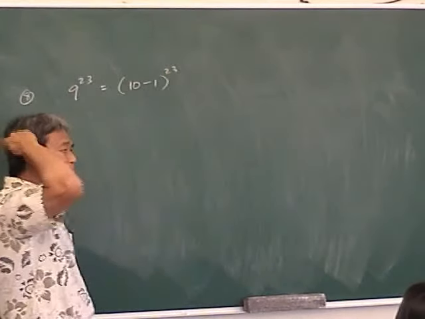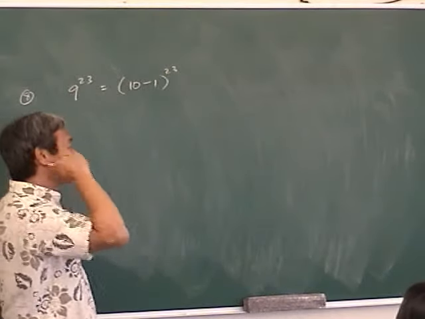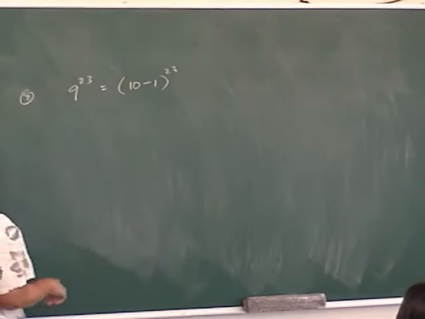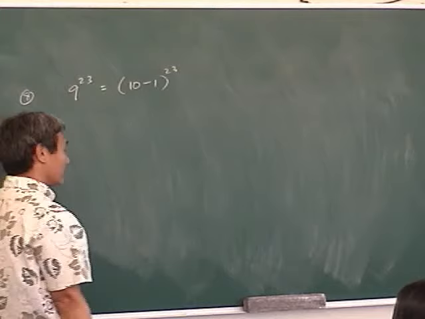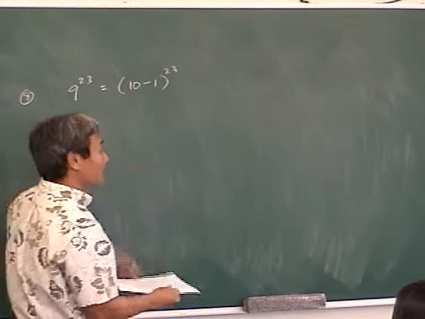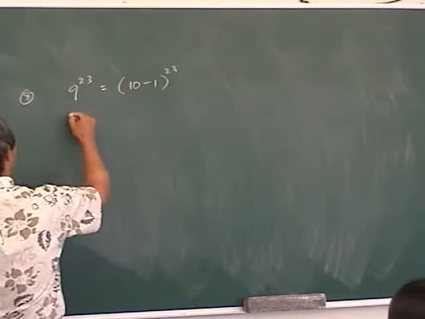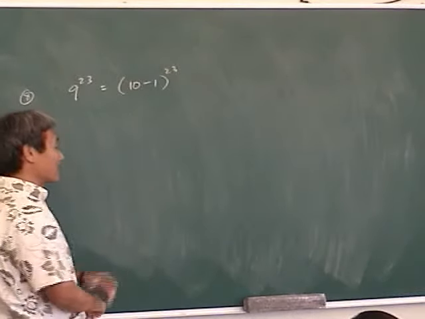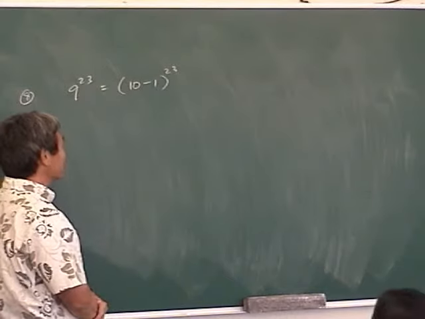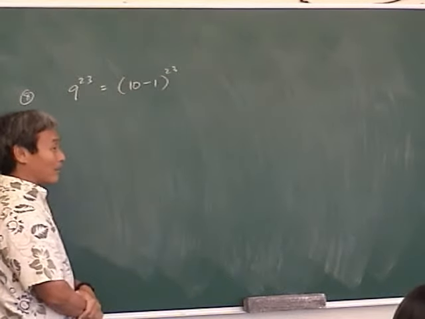Why? I don't get it. Why don't we try it? What do you think we're going to use here? The binomial theorem. A plus B to the n. Okay, what's the first term? In fact, let's save some time here. Do I even care what the first term is? It's going to be 10 to the 23rd power.